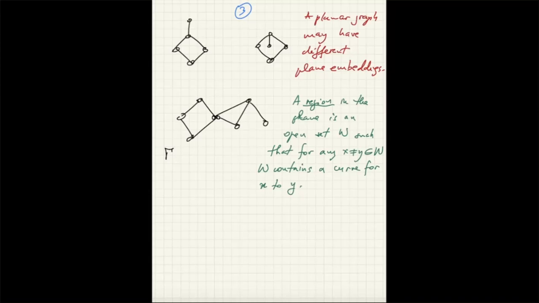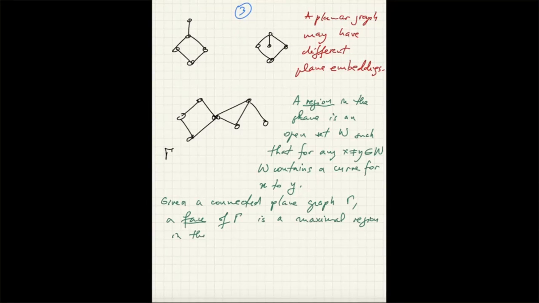Now we'll only focus on connected graphs here. So all the graphs that we'll deal with are connected. So if we have a connected plane graph, a drawing of a planar graph in the plane, so given a connected plane graph gamma, we can define a notion of a face. A face of gamma is a maximal region in the plane that doesn't contain any points of gamma.